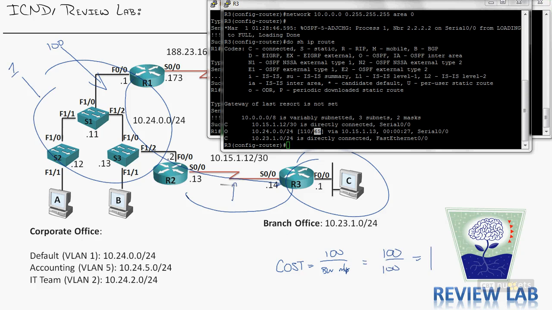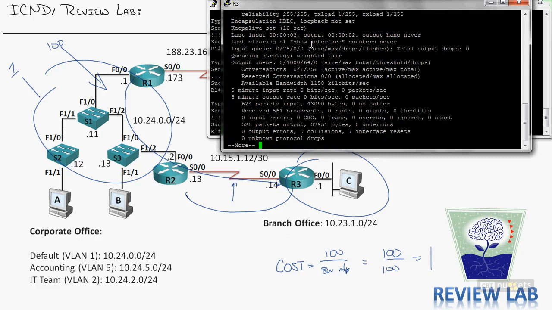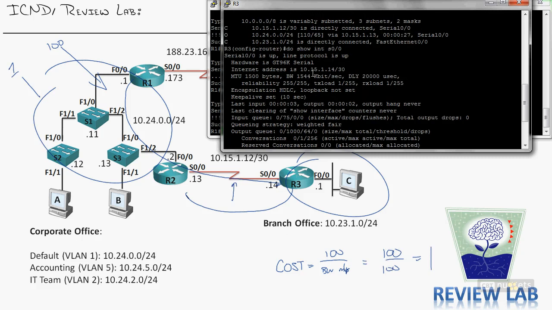Now, what's this? Well, the default, let's take a look. So I'll do a show interface serial 0/0 on router 3. Now take a look. Router 3, and this is the default, believes the bandwidth to be 1544 kilobits per second. Okay, what is that in megabits per second?